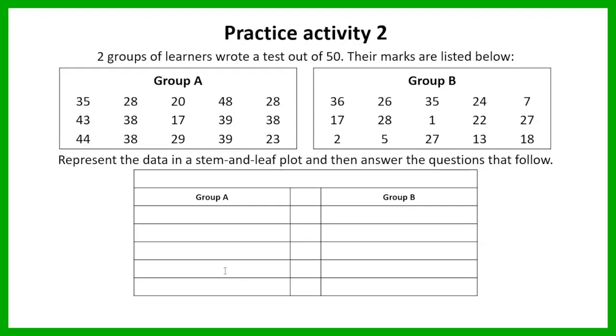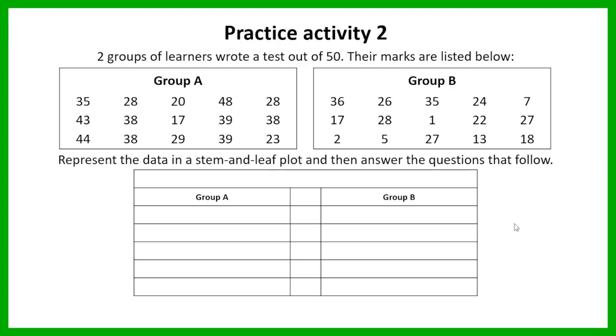Two groups of learners wrote a test out of 50. Their marks are listed below. So here you've got the marks for group A and the marks for group B. You need to represent this data in a stem and leaf plot and then answer questions after that.